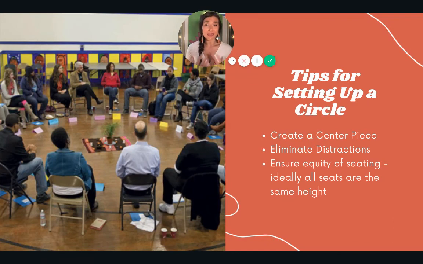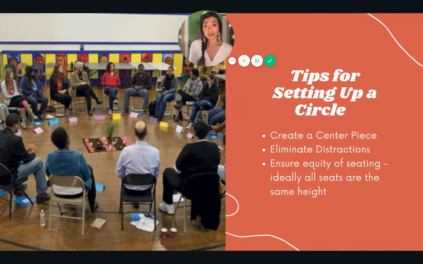Do your best to eliminate distractions. So I suggest people not bringing their phones with them, even if they're just buzzing in their pockets. That takes us out of the present moment. I've even heard of some extreme circling people who say, don't even bring bottles of water with you. Just bring yourself to the circle. No distractions whatsoever. And very important, ensure the equity of all seating.